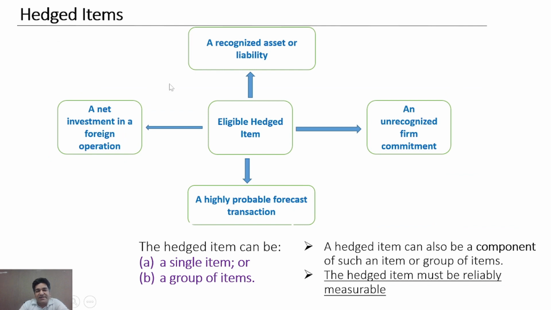In another video, we discussed what an eligible hedged item will be. An eligible hedged item can be a recognized asset or a liability, a highly probable forecast transaction, an unrecognized firm commitment, and an investment in a foreign operation. So hedge accounting can apply to a single item or a group of items, and also to a component of such items. And we also discussed that the hedged item must be measured reliably, right?